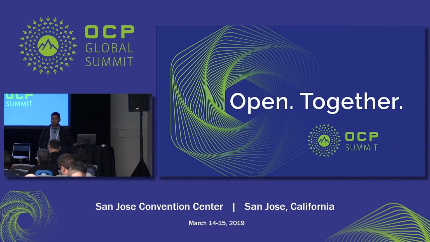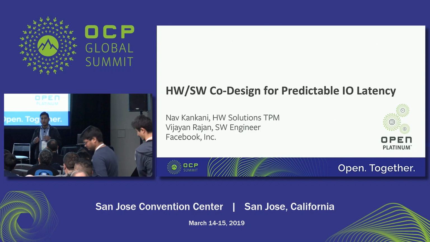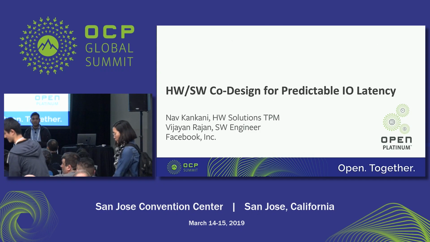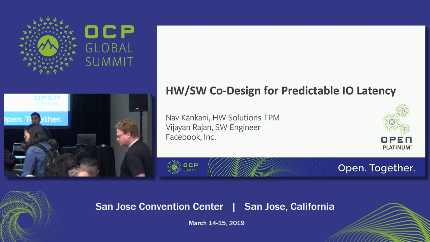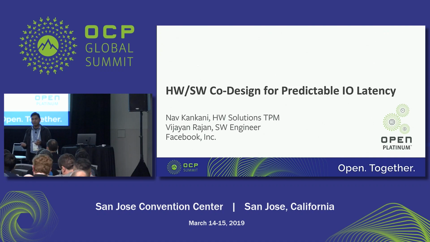I'm Navneeth Kankani from the Facebook infrastructure team, and my friend Vijayan, software engineer from Facebook. This talk is going to be a call to action for a hardware-software co-design approach for solving this problem of predictable I/O latency. By the end of this talk, we hope to be able to articulate the problem, surface some of the trade-offs that exist, and provide a RocksDB use case that leverages the flexible OCP hardware that we have to build a better together solution.